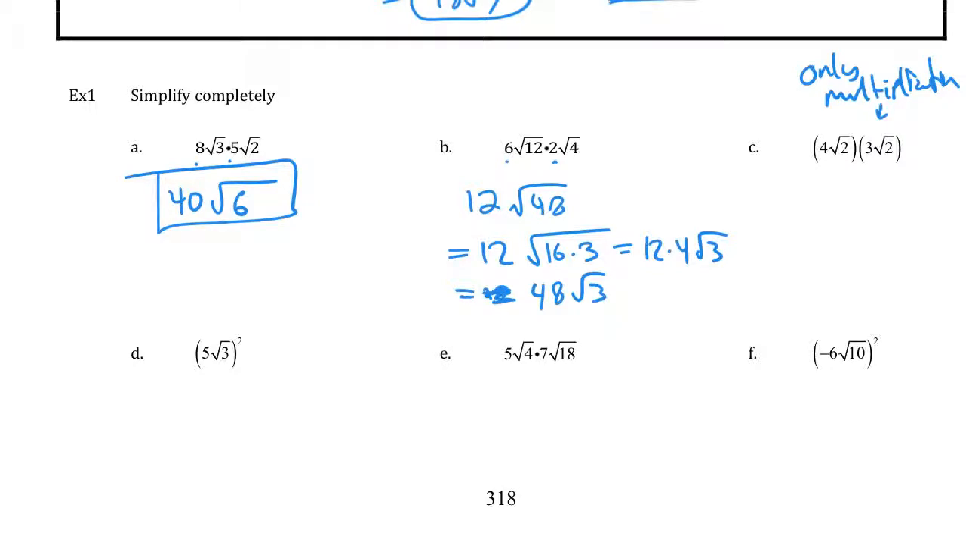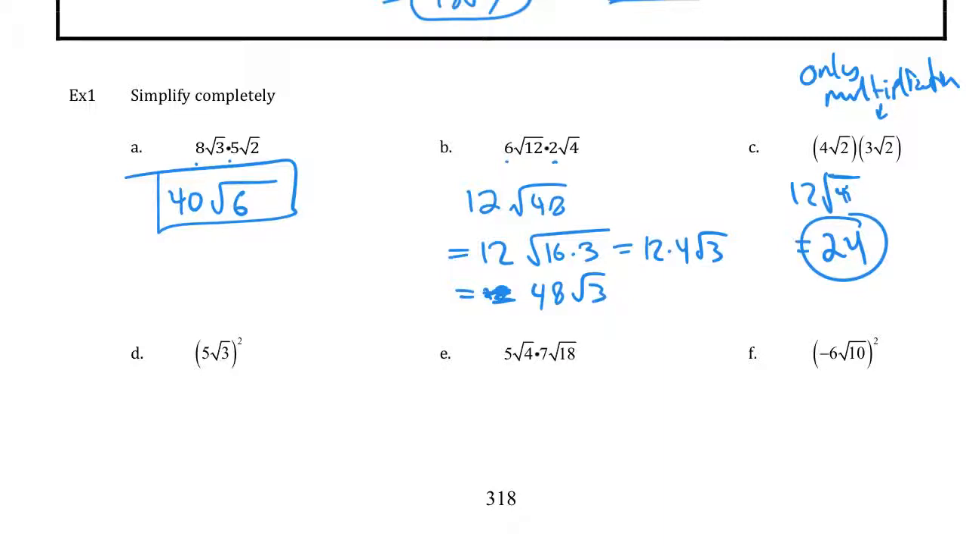Only multiplication. When it's only multiplication, it's easy. It's outside times outside, 12. Inside times inside, root 4, 2 times 2. But then root 4 is just 2, so I get 12 times 2, which is 24.